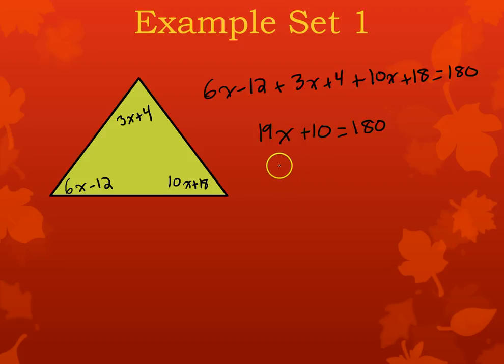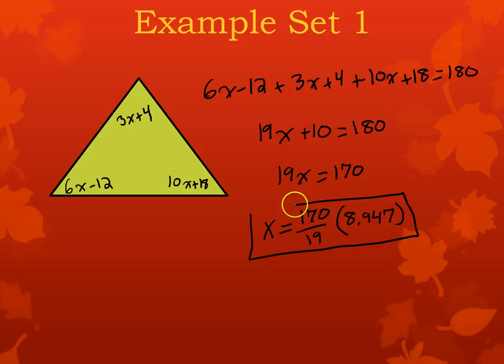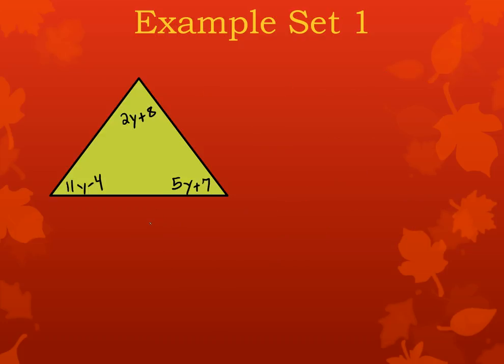Subtract 10 from both sides. 19x equals 170. Divide both sides by 19, and then you can leave it as a fraction, 170 over 19, or as the decimal, it's going to be 8.947. Both are acceptable. So that's what you have to do when you're given a triangle. Add all three angles together, set it equal to 180 degrees. So do that for this one so you can solve for y.